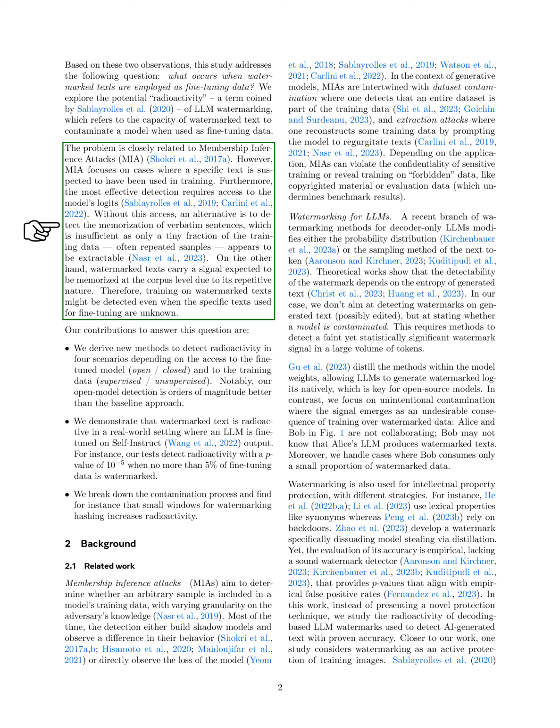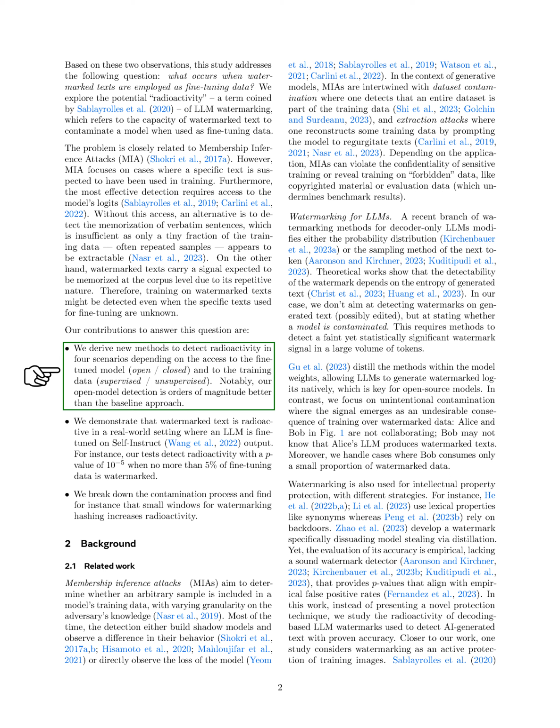However, MIAs usually require access to the model's detailed predictions, or logits, which might not always be available. In contrast, watermarked texts are expected to leave a detectable trace at the corpus level due to their repetitive nature, making it possible to identify training on watermarked texts even without knowing the specific texts involved. Our contributions to this question include developing new methods to detect this radioactivity under 4 different scenarios, based on whether we have access to the fine-tuned model, open or closed, and the training data, supervised or unsupervised.